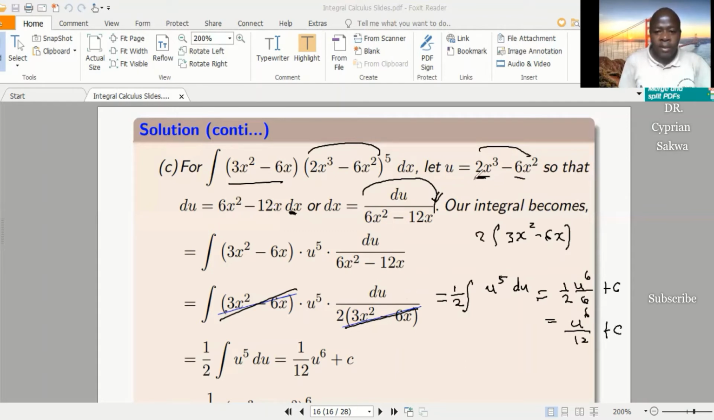So we are left with substituting back your u. When you substitute back your u, which is 2x cubed minus 6x squared, and then raise it to 6, then I divide it by 12 and add c. Of course, somebody may want to leave the answer at this point, but this can be simplified further.